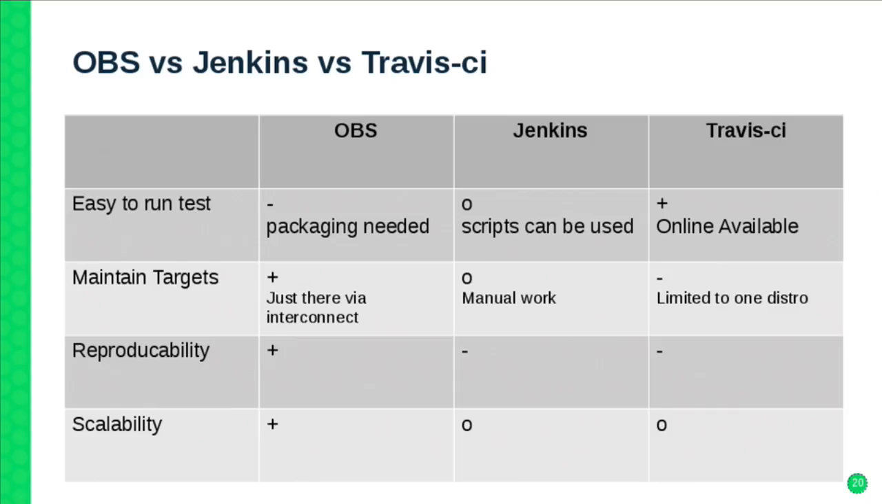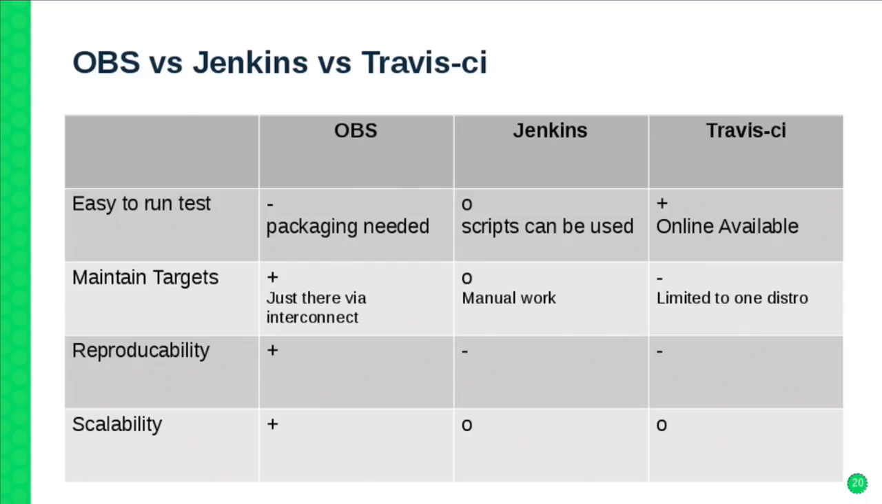Yeah, so reproducibility is a key point for build service, because build service is really isolating each build. Everything is reproducible from scratch. And we scale very well, I would say. We have more than 600 Intel-based build instances in our instance, and I know some companies have even larger build service instances running, so we do scale very well.